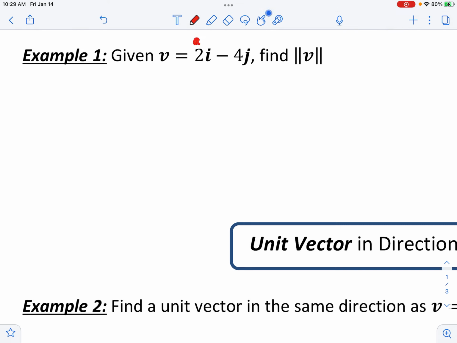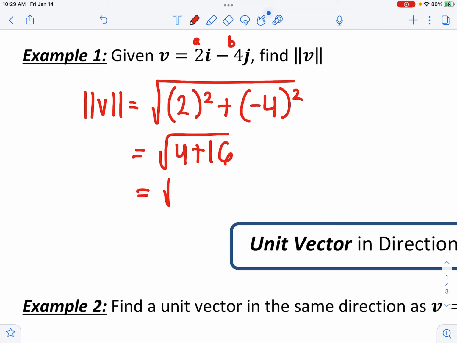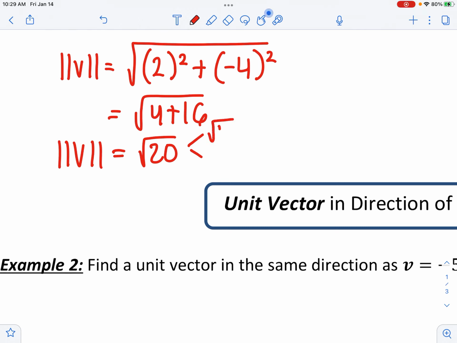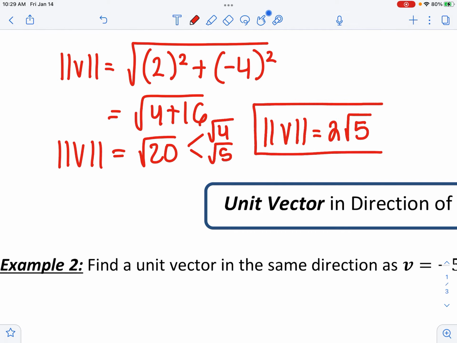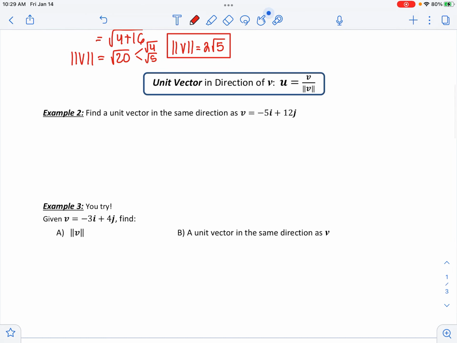It says, given the vector v equals 2i minus 4j, where a is 2 and b is negative 4, find the magnitude. So to find the magnitude of v, we use the magnitude formula, which is the square root of a squared plus b squared. So I have the square root of 4 plus 16, which is the square root of 20. Now we want to write our answer in simplest radical form. So let's make sure we do that. There is a perfect square that goes in there. 4 goes in there 5 times. So we're going to say our magnitude is 2 root 5. And that's the length of the vector.